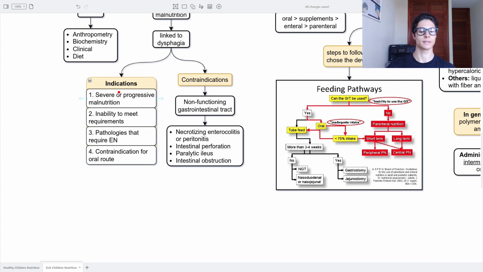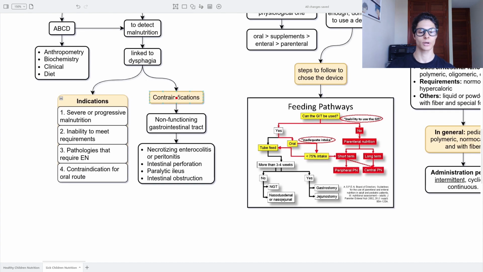And here we have the indications. So when there is a severe or progressive malnutrition, when there is an inability to meet the requirements, when certain pathologies are present that require enteral nutrition, or maybe when there is a contraindication for the oral route. What are the contraindications? Non-functioning gastrointestinal tract, mainly. So things like necrotizing enterocolitis or peritonitis, intestinal perforations, paralytic ileus, or intestinal obstruction.